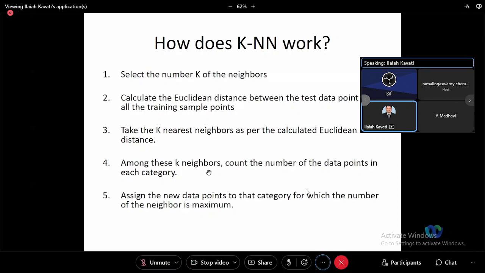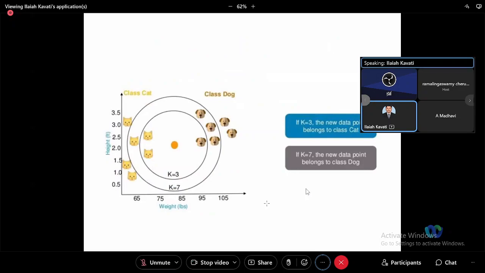Among these k neighbors, count the number of data points in each category. Assign the new data point to the category for which the number of neighbors is maximum. So we need to use a voting mechanism here, where the category with the maximum votes wins. Okay, so we'll see it with a real-time example.